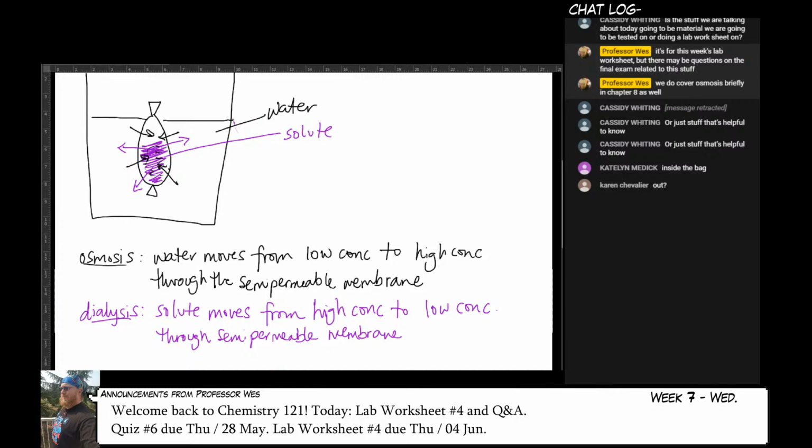Now, if I were to put something else on the outside, we'll pick this color, it might move too. Which direction would this orange-yellow stuff go? Would it go in or out of the bag? We'll call this solute 2. So where would the yellow stuff go? It would go into the bag. Very good.